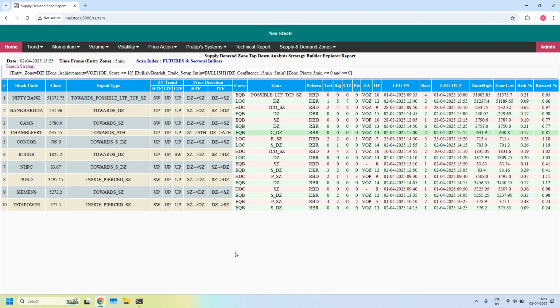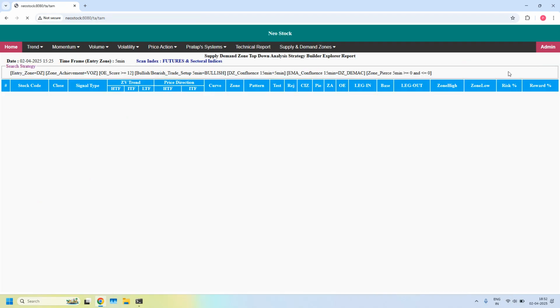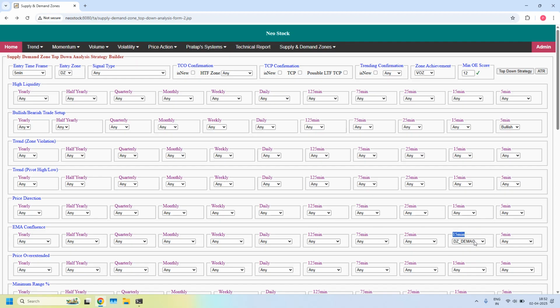Because inside the 15 minutes, we have these 5 minute zones available. So I'm going back in the EMA confluence at 15 minutes time frame. I'm setting filter 15 minutes demand zone with daily EMA confluence. And 15 minutes trend is up. So let's filter. So we don't have any stocks overlapped, having EMA confluence with 15 minute zones. Okay, next we will look into LTF, ITF, HTF demand zone confluence supported stocks. Remove EMA filter.